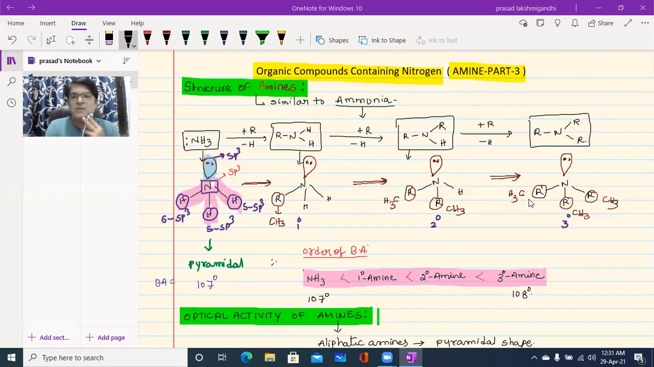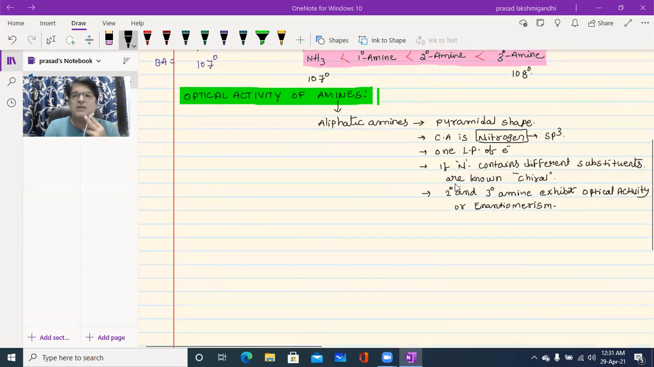In the tertiary amine, if the first R would be CH3, the second R would be C2H5, and the third R would be C3H7, like propyl, then also we can find that chiral position in the secondary and the tertiary amine only. See, if the nitrogen atom contains different substituents, then it is known as chiral, isn't it? In which the secondary and the tertiary amines can exhibit optical activity. Otherwise, simply we can say enantiomerism.